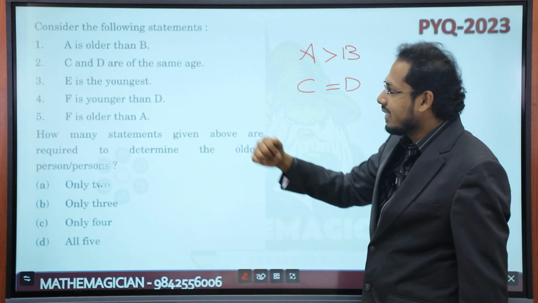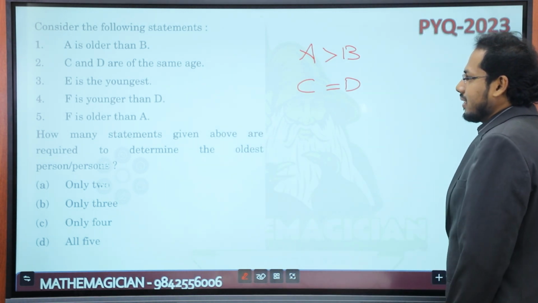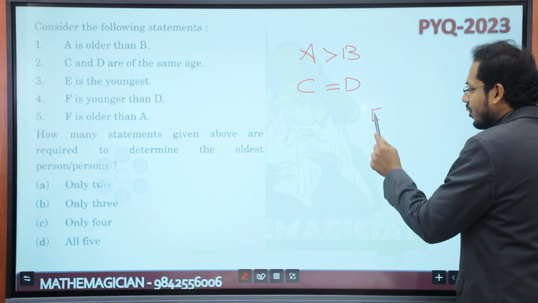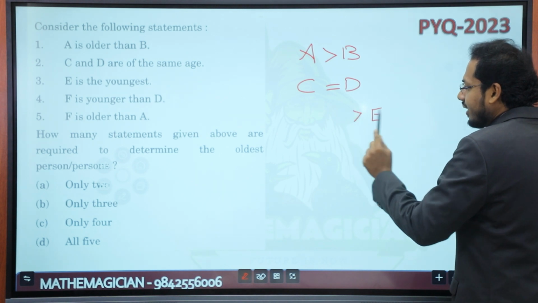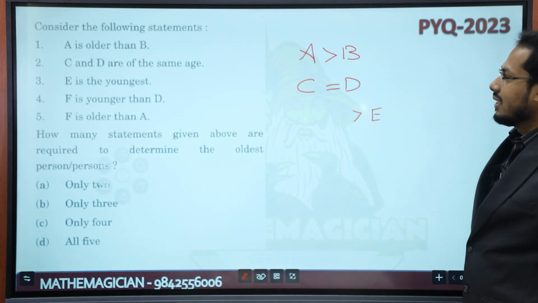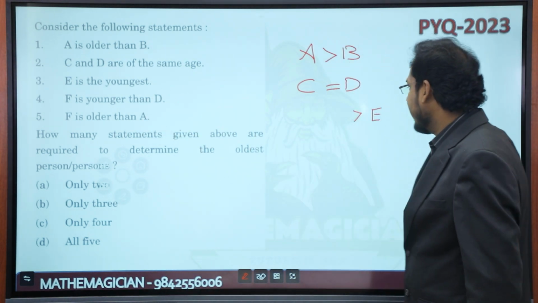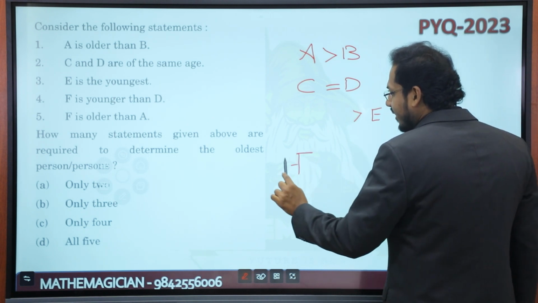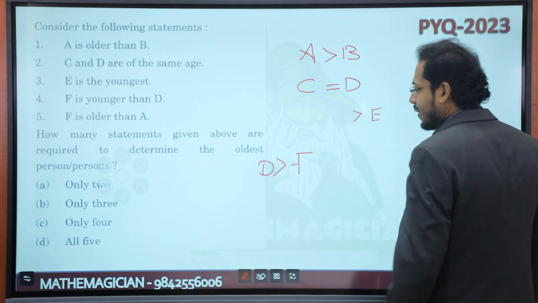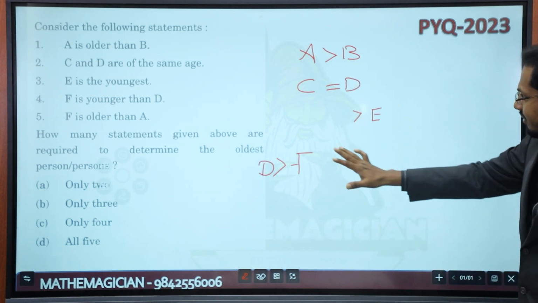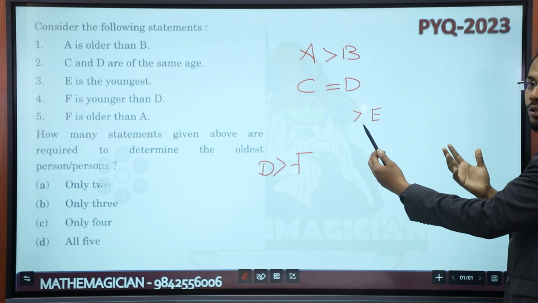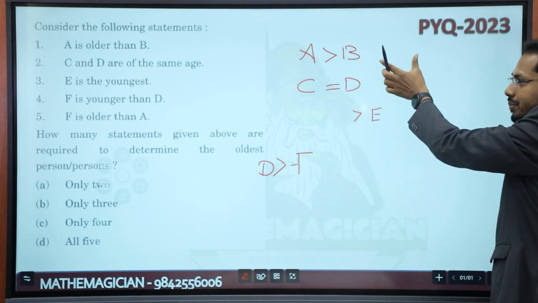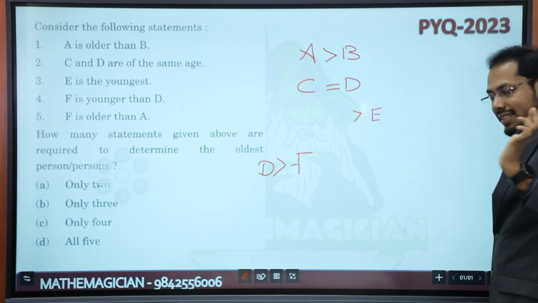Correct? Let's take 3. E is the youngest person. So the last, youngest one is E. Everyone is older than E. And next, F is younger than D. Look at this. From these values, I can't join one with another. I don't know whether C and D are before A or after B. E is last, that is constant.